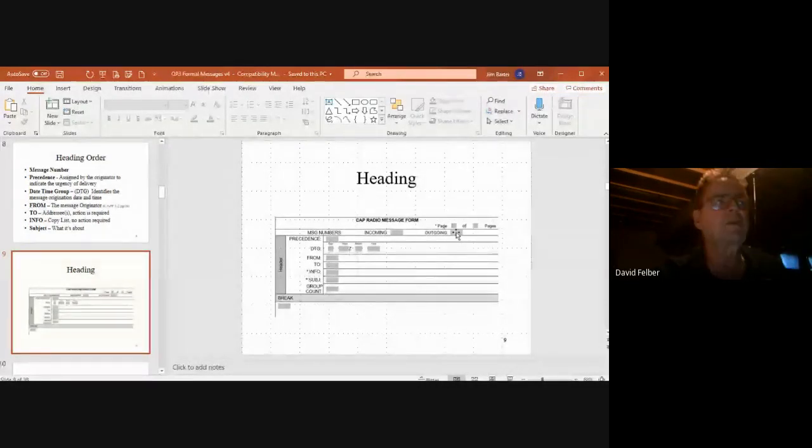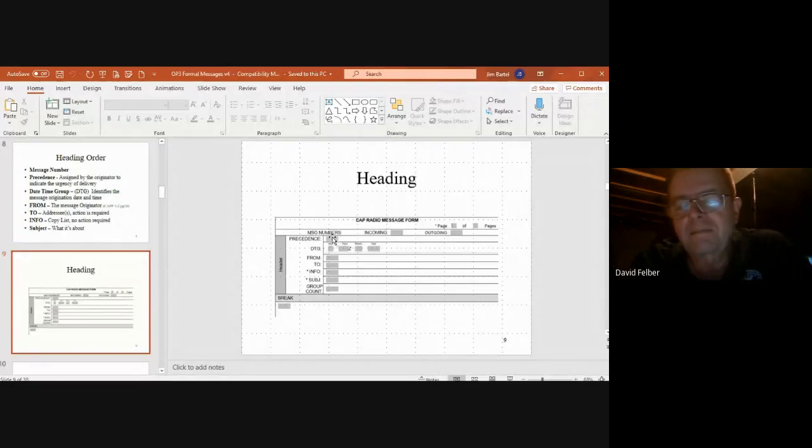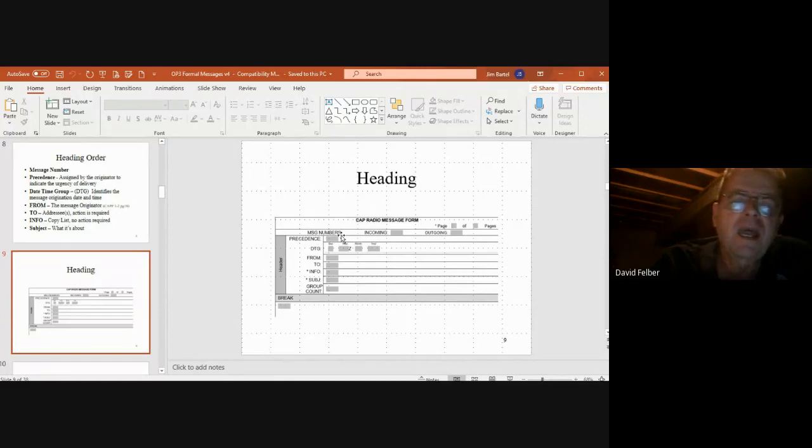The precedence could be routine, priority, immediate. Routine is a routine message, handled in normal order as it's received. Priority would have some kind of time value. You might need to get some information to someone within 2 or 3 hours. You would put a precedence of priority on. Immediate means all other traffic stops, and that message is sent immediately on its way.